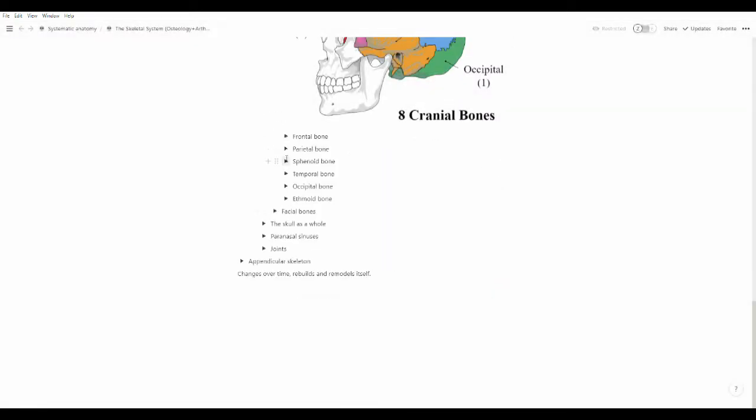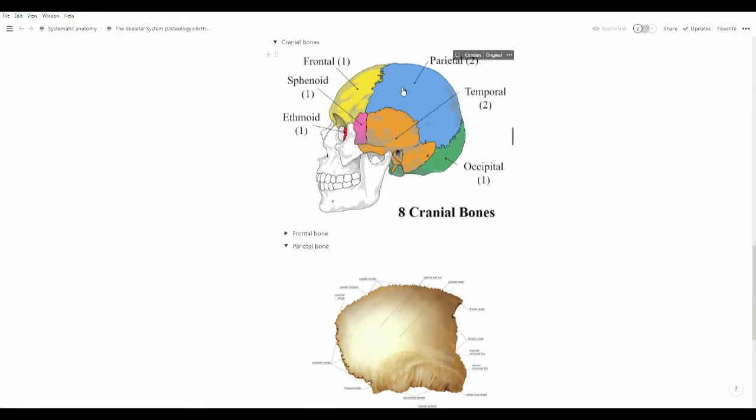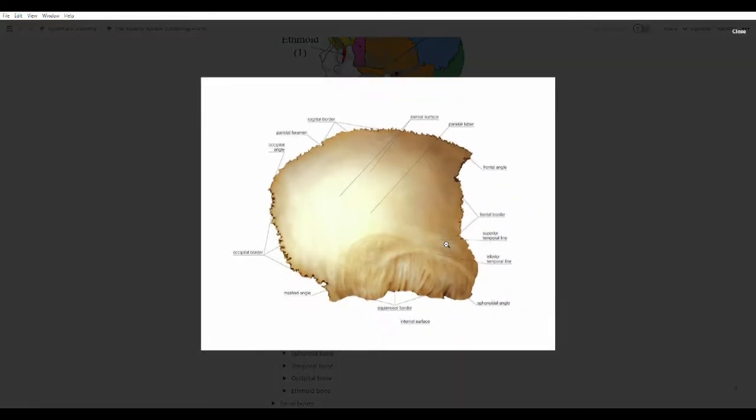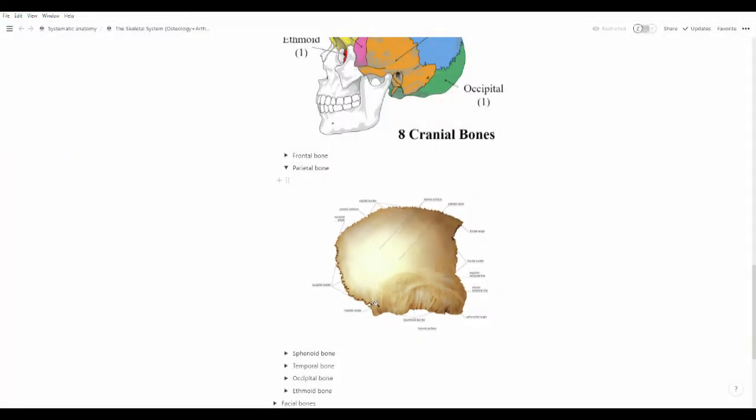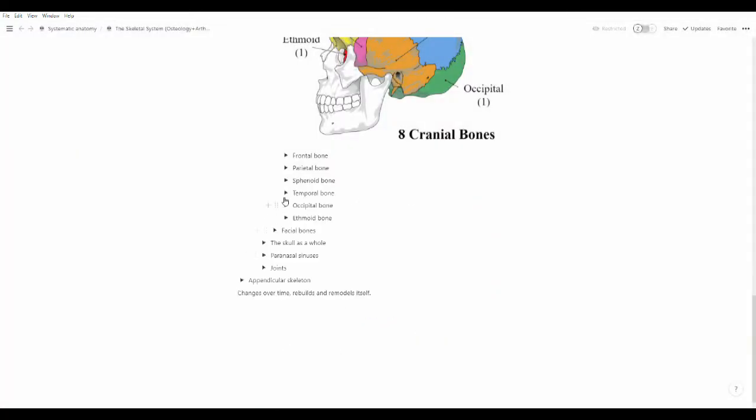The next bone we'll be talking about is the parietal bone. We have 2 parietal bones, 1 here and 1 on the other side. This bone is the most boring bone in the body. It's so simple, just a piece of bone, and there's another one on the other side. That's it.